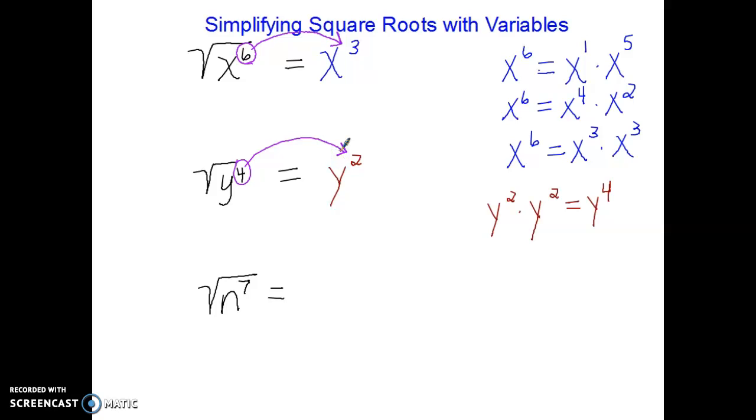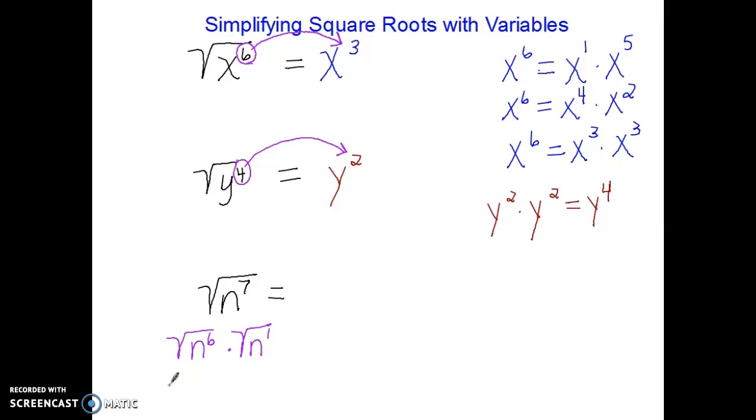When I get to my third example, 7 is not divisible by 2. So I need to factor this in another way. I'm going to factor this as the square root of n to the 6th times square root of n to the 1st. 6 plus 1 equals 7. I want to use n to the 6th because it's the largest even number just below the number 7.